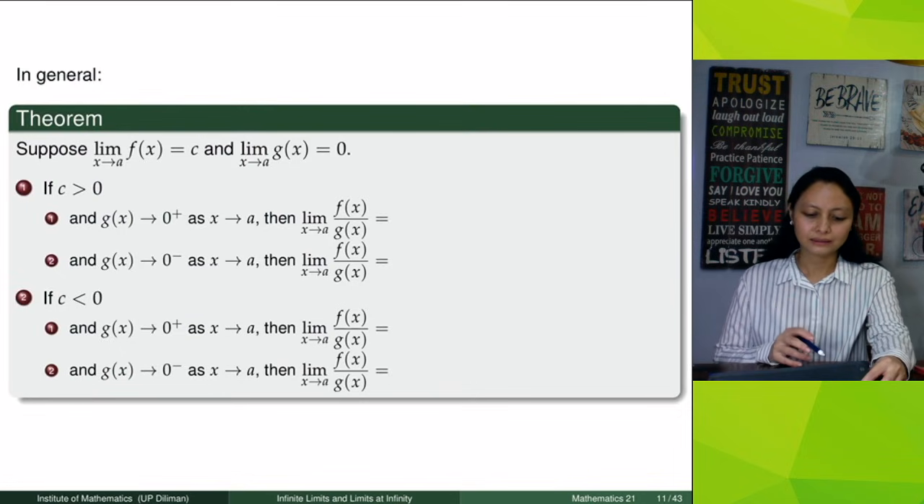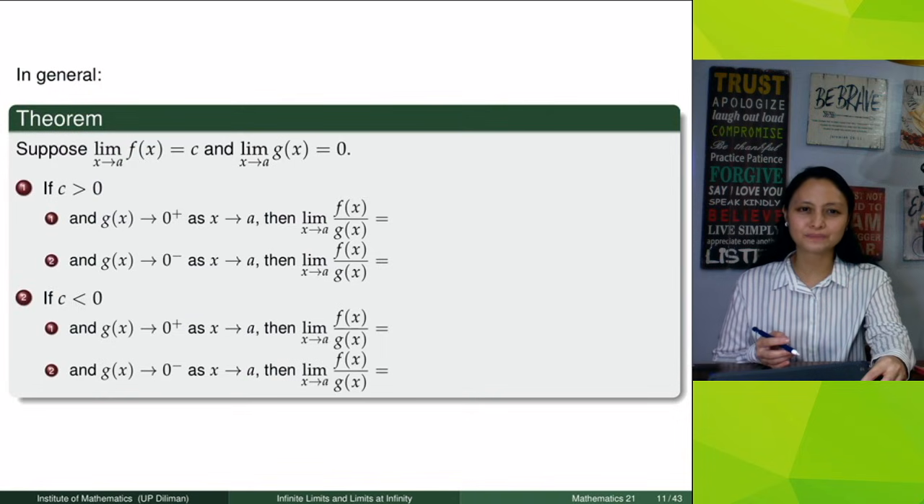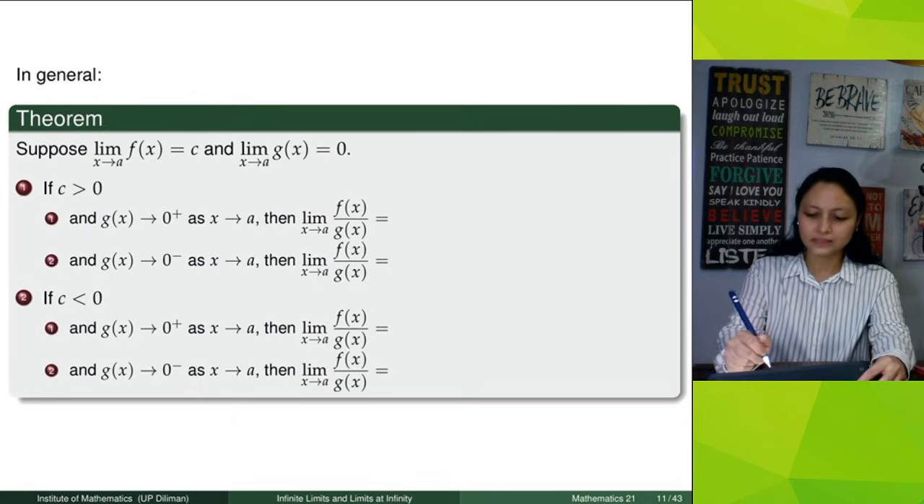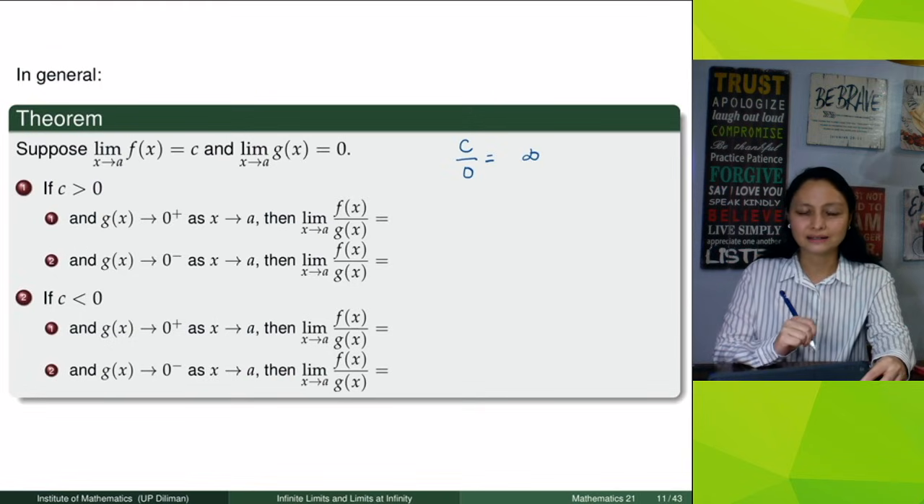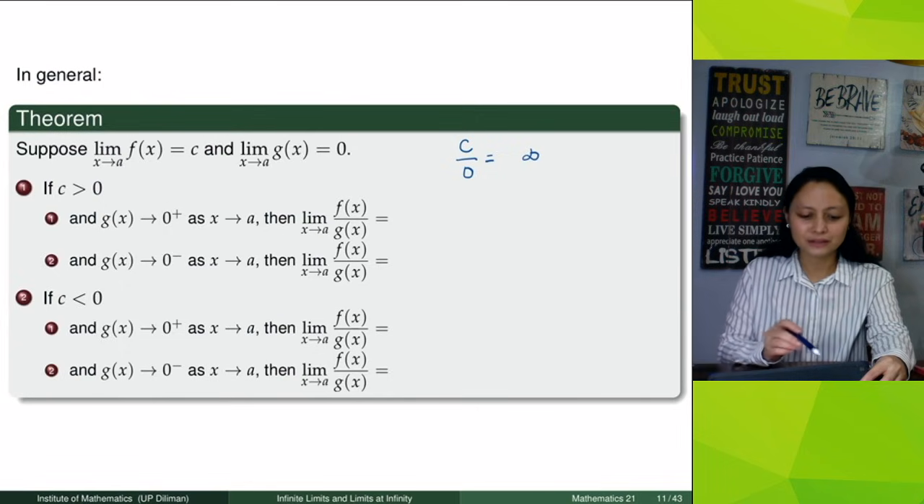So in general, how do we perform these operations or how do you get the limit? Now, suppose the limit of f of x as x approaches a is equal to a constant, while the limit of g of x as x approaches a equals 0. And somehow, we know that any constant divided by 0 equals infinity. But to determine if it's positive or negative infinity, we have to determine how you're approaching 0. This is all that this theorem says.